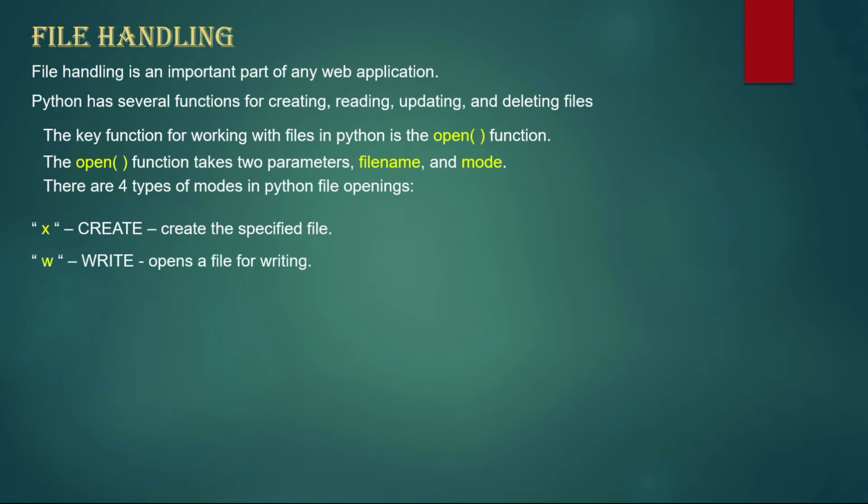The next one is W. W means write. It opens a file for writing. If the file doesn't exist, it will be created by using X; otherwise we want to use W. When you are using W, we don't need to use X mode. Let's check how it works.